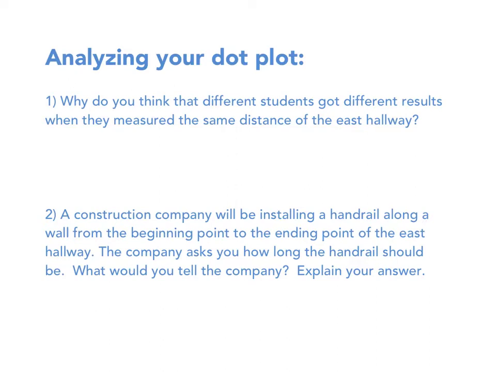So let's look at analyzing our data plot. Why do you think the different students got different results when they measured the same distance of the East hallway? I'm going to say that can be attributed to human error, and you would say this in many more words, but I'm just going to describe it. When students are given meter sticks, they may have not measured exactly. They may have missed some things or not calculated each meter stick length exactly. Attributing that to human error. If you have another idea, you can go ahead and let me know tomorrow.